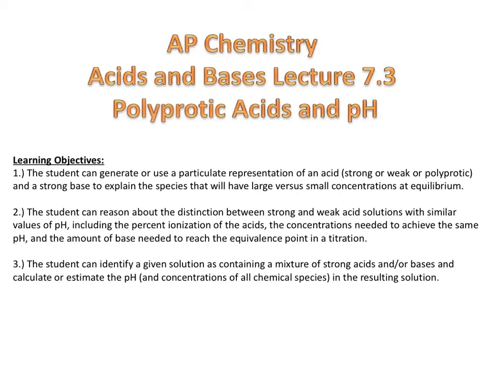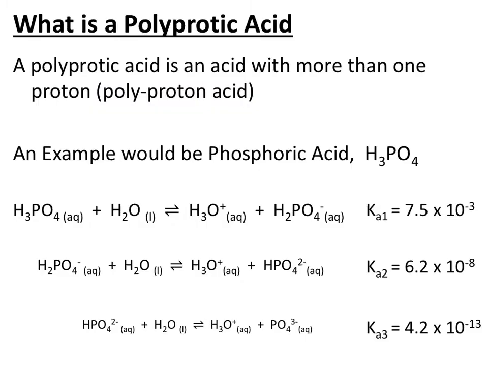Okay, boys and girls, this is going to be a follow-up to acids and bases for AP Chemistry. We're going to look at polyprotic acids and how we calculate pH with polyprotic acids today. It's a follow-up to what we were doing in 7.2, and most of the calculations, if not all the calculations, are going to be the same. This is just a little bit of a twist on it, and so I decided to give it its own section. So without any further ado, let's get started.